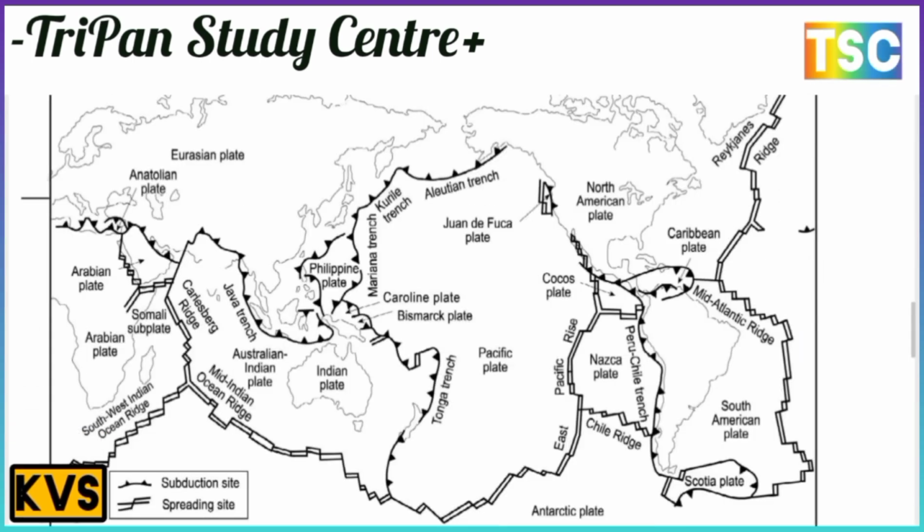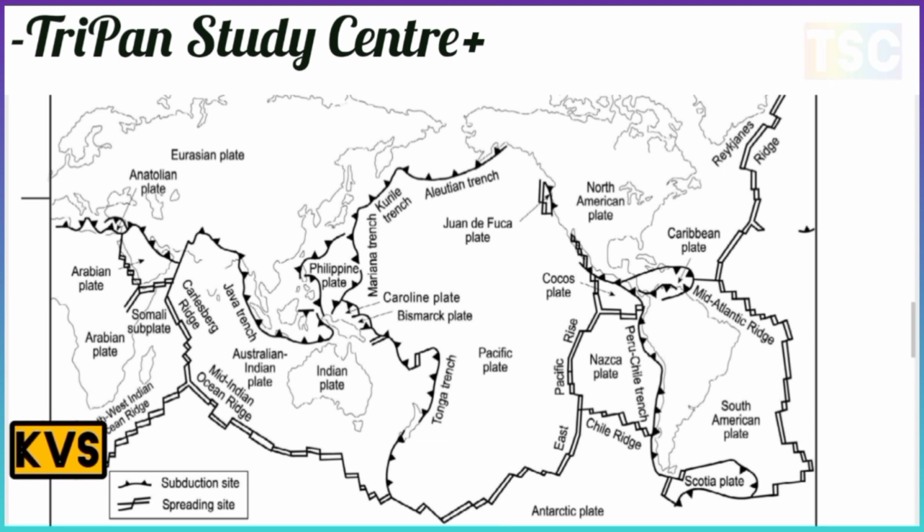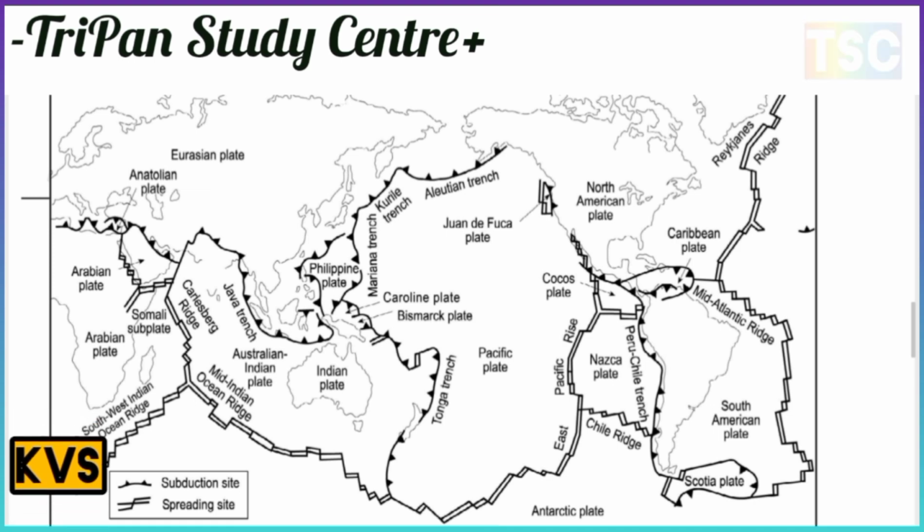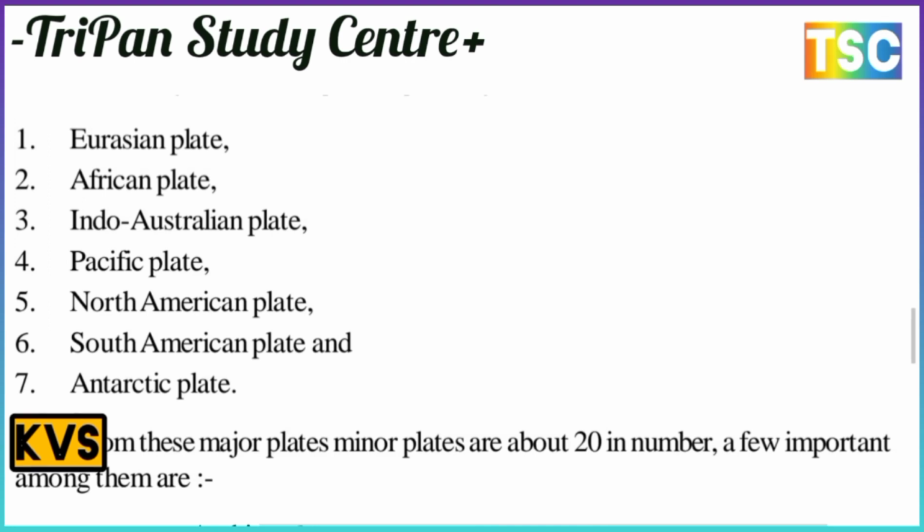Here we show the direction and the separate sides. There is the Arabian plate in the south and western Indian Ocean. In this figure, they show the Eurasian plate, African plate, Indo-Australian plate, Pacific plate, North America plate, South America plate, and the Antarctic plate.